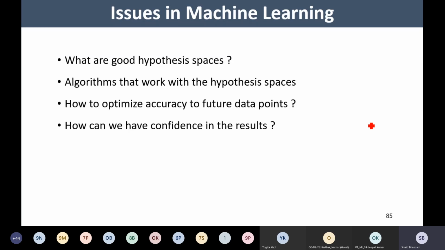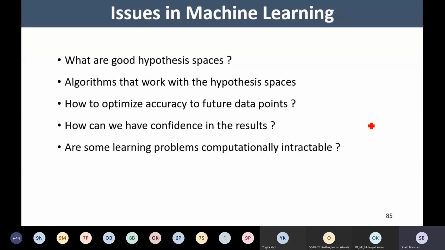What would be the confidence in the results, right? So that also we need to think of. Further, we also need to look at whether the learning algorithms we are using are computationally efficient or computationally intractable. In computer science, the meaning of this word intractable, I don't think you are not from the computer science background, and that is why I would like to mention what is the meaning of intractable algorithms, right?